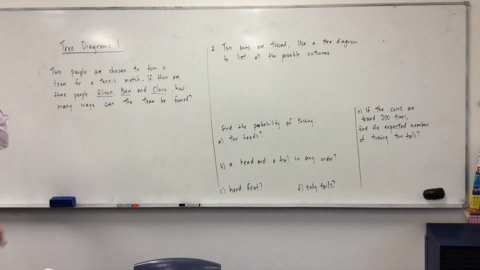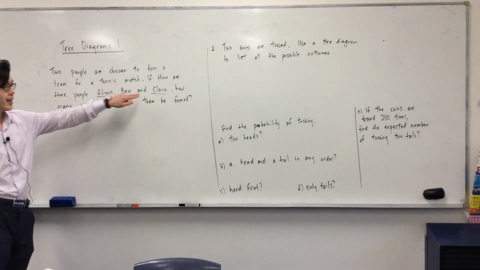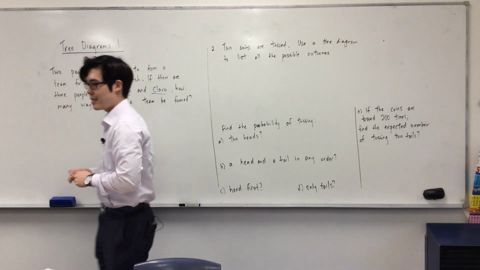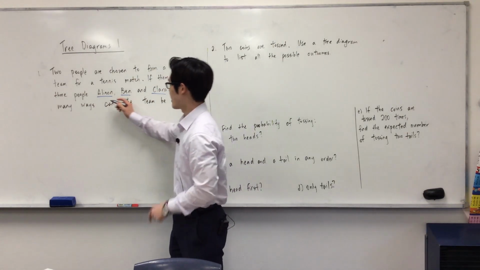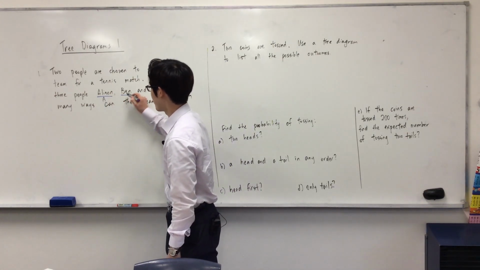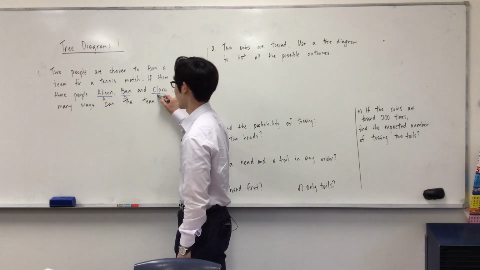Okay, let me explain. Here's an example. You've got two people that I need to choose from a test batch. You've got three people, let's say Alison, Ben and Clara. What we're going to do is list out as many two-person combinations as possible. Let's call Alison A, Ben B, and Clara C.